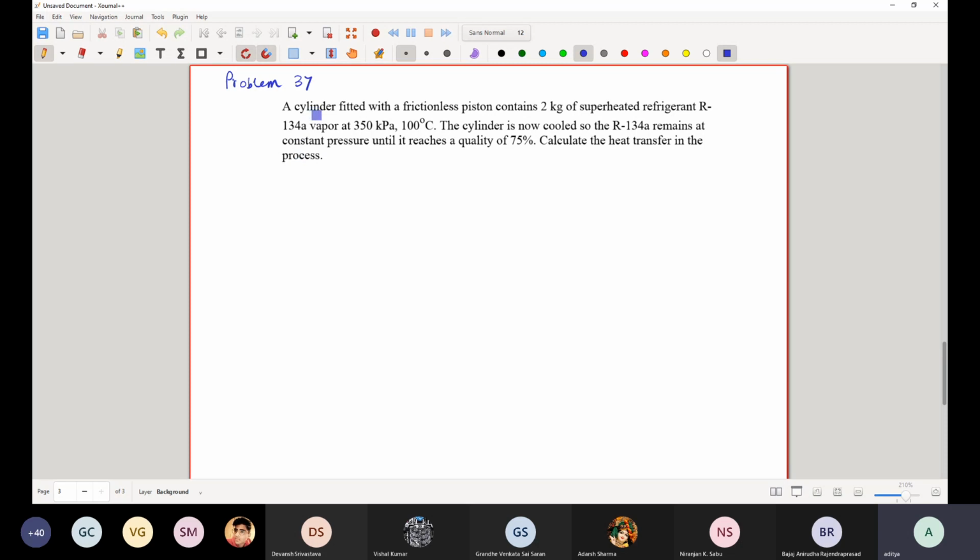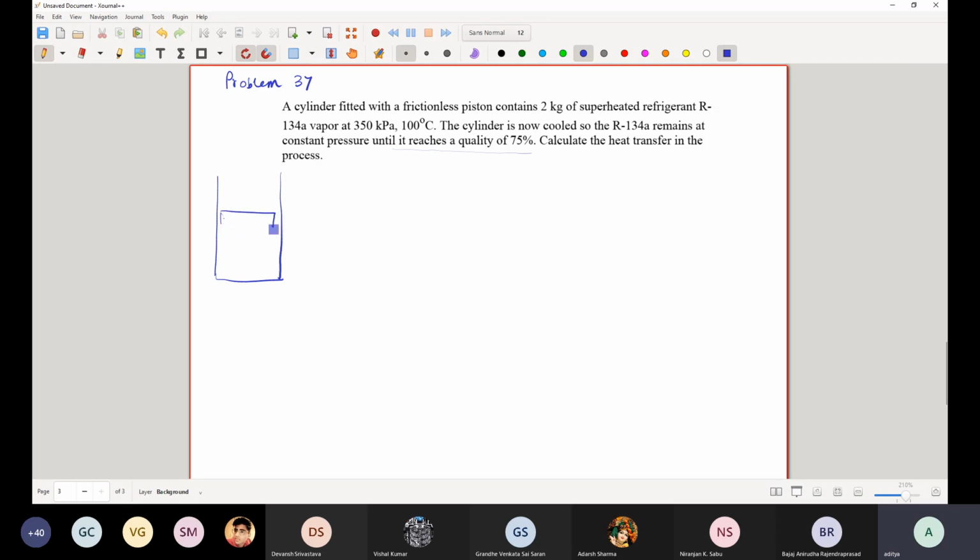A cylinder fitted with a frictionless piston contains 2 kg of superheated refrigerant R134A vapor at 350 kilopascal, 100 degrees Celsius. The cylinder is now cooled so that R134A remains at constant pressure until it reaches a quality of 75%. The question is, calculate the heat transfer in the process. Let us draw a cartoon.